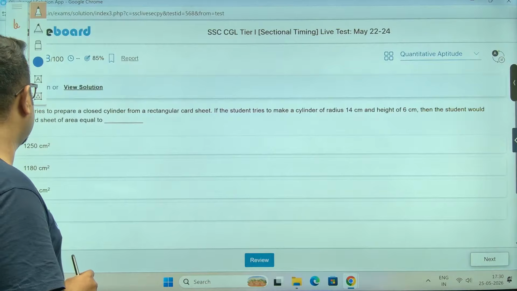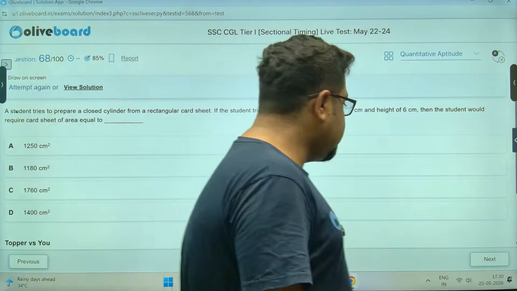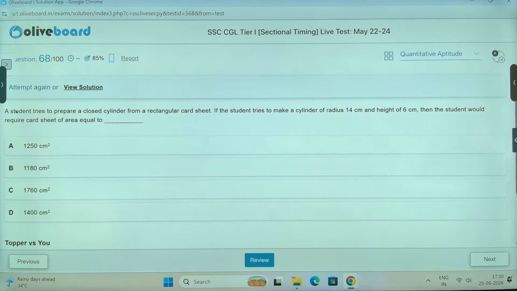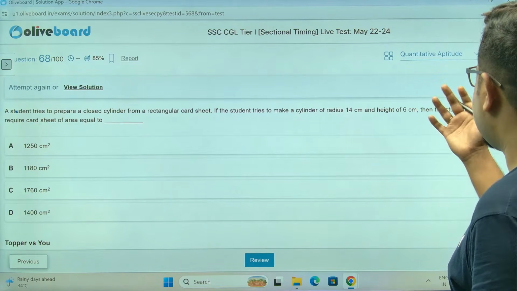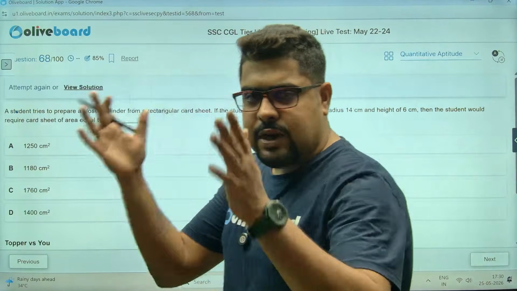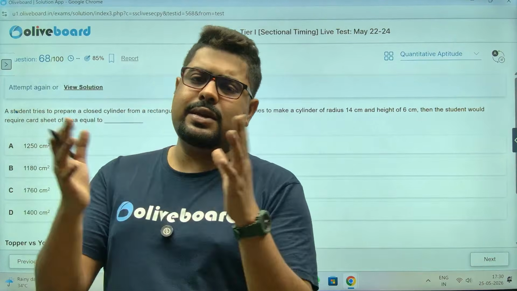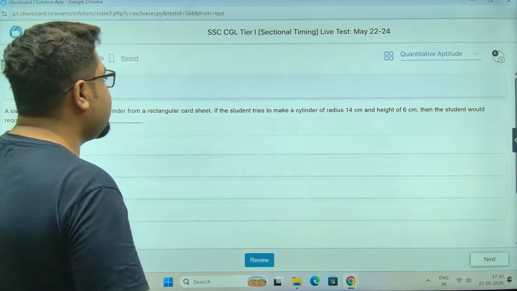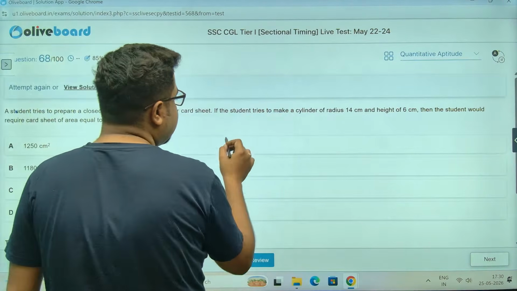A student tries to prepare a closed cylinder from a rectangular card sheet. If the student tries to make a cylinder of radius 14 and height this, what is the area of the sheet they are asking. The rectangular sheet, he will roll it in some manner and make a cylinder. So the area of the sheet means the total surface area.